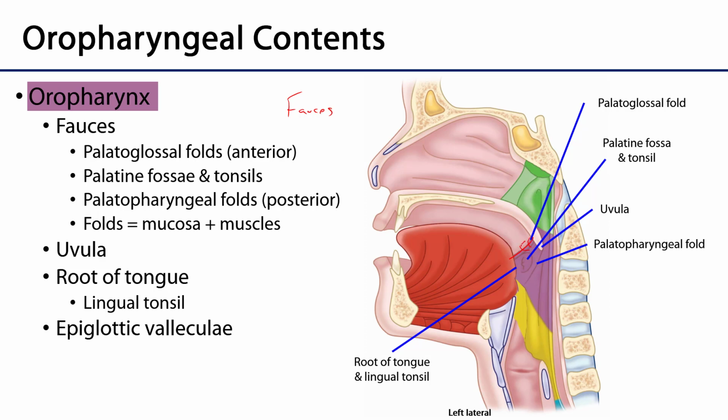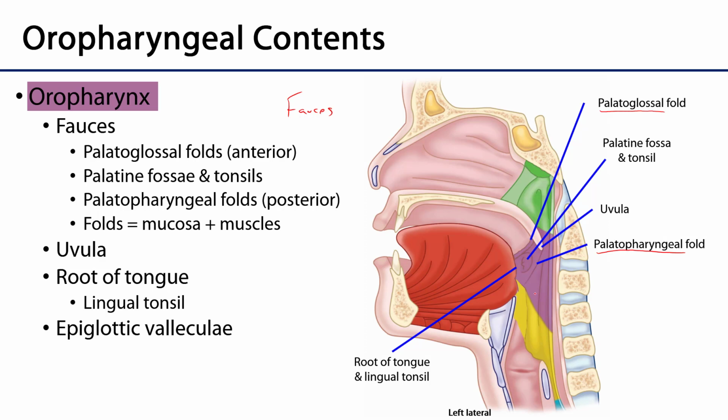So when the mucosa wraps around that muscle, it creates a fold. So this anterior fold, that palatoglossal fold, is the palatoglossus muscle surrounded by mucosa. The palatopharyngeal fold is the palatopharyngeus muscle surrounded by mucosa, and so on and so forth. Sometimes folds can be ligaments surrounded by mucosa as well.